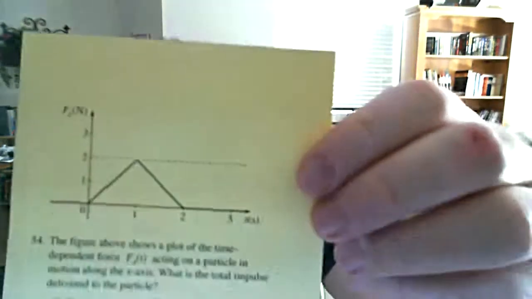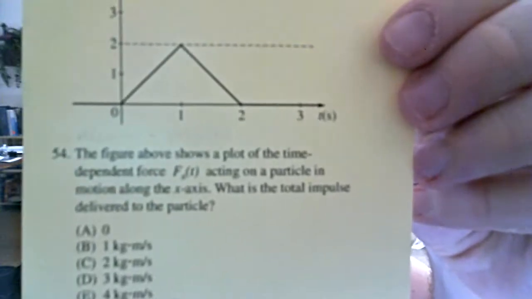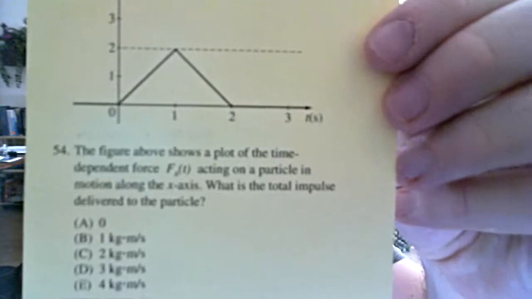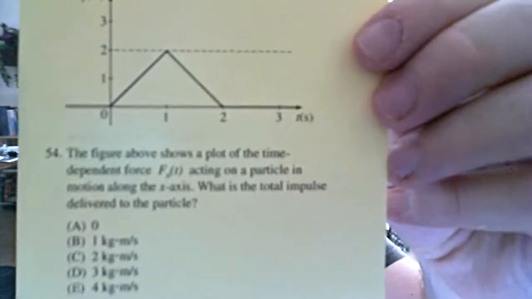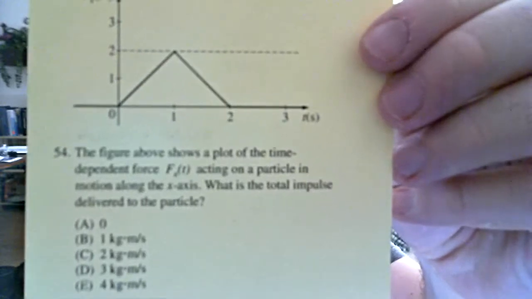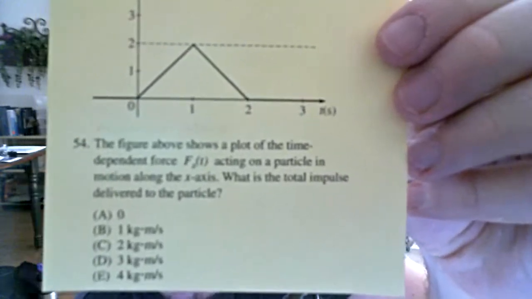So, go right into it. Number 54, you could take a quick glance at the diagram before you read it. And then 54. The figure above shows a plot of the time-dependent force, F of t, acting on a particle in motion along the x-axis. What is the total impulse delivered to the particle? It's F sub x of t is the force there.